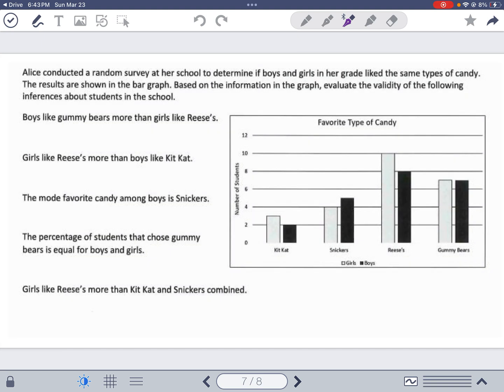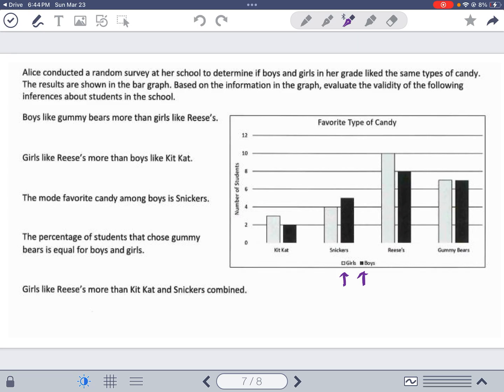All right, so here we go. Alice conducted a random survey at her school to determine if boys and girls in her grade liked the same types of candy. The results are shown in the bar graph. Based on the information in the graph, evaluate the validity of the following inferences about students in the school. Well, before we do that, the first thing we should do whenever we see a bar graph is write our numbers on top. So we're talking about boys and girls. It looks like girls is going to be the lighter color and the boys is the darker color.